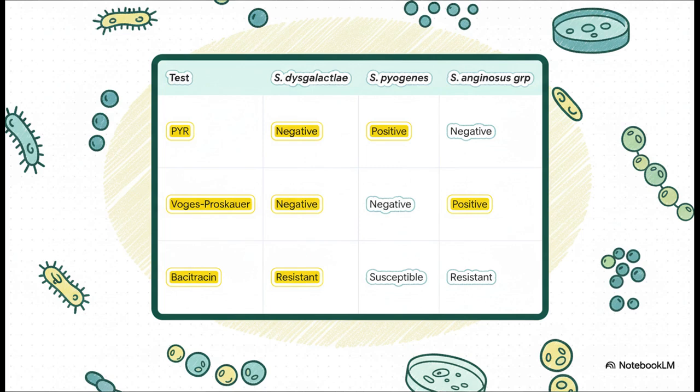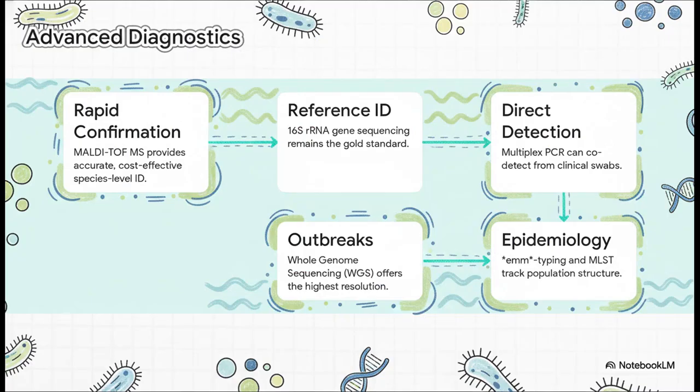At the same time, it's Voges-Proskauer negative, which sorts it out from the VP positive members of the anginosus group. Those two tests are your workhorses. Of course, these days, we've got an even bigger toolbox. I mean, MALDI-TOF has been an absolute game changer, hasn't it? It gives us a fast, cheap, and accurate ID right down to the species level.